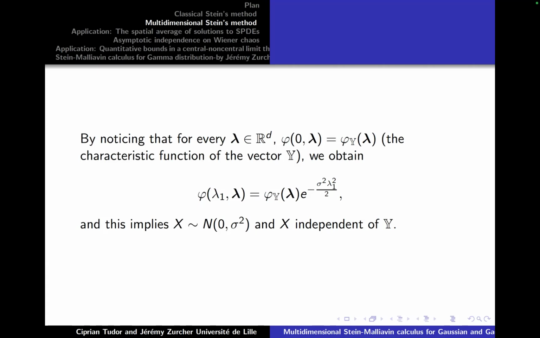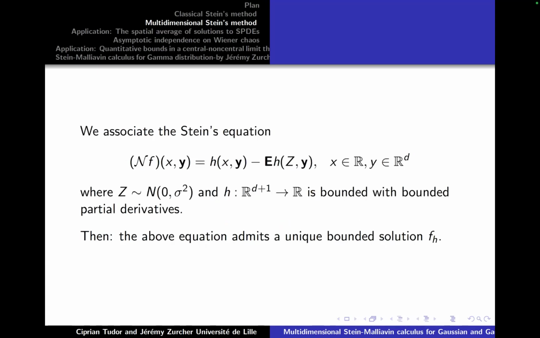Well, so this was the characterization of the law. From this point we can continue to develop the multidimensional Stein method by following the lines of the one-dimensional method. So we have a Stein equation now. We have the operator on the left-hand side, and we have h minus the expectation of h on the right-hand side, where again Z is Gaussian. The solution will be f, which depends on h.